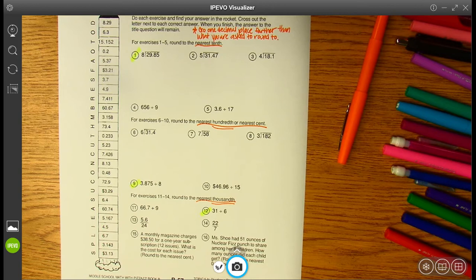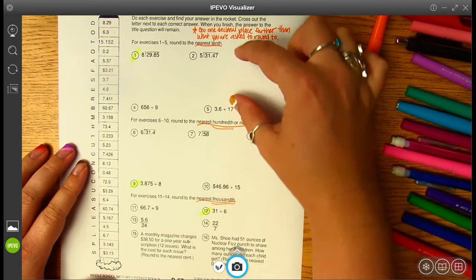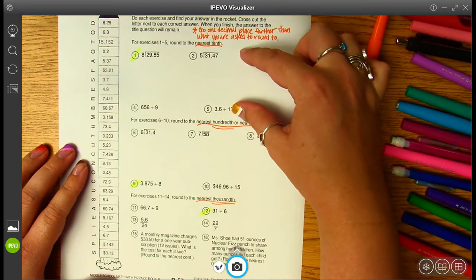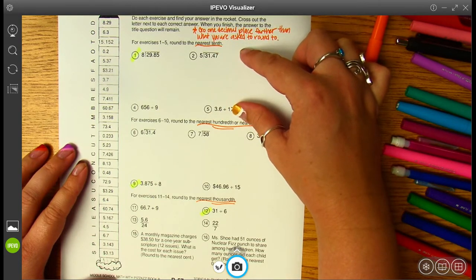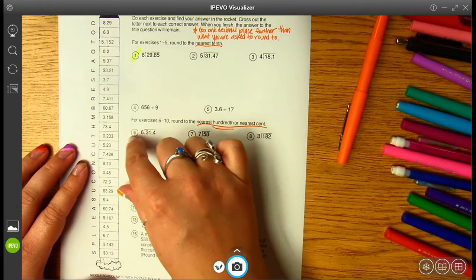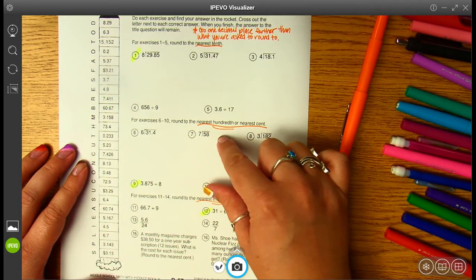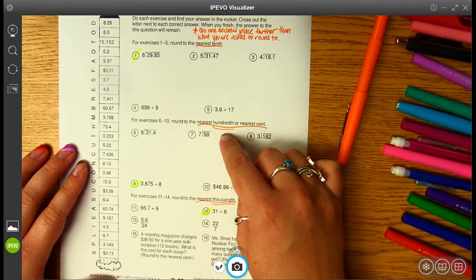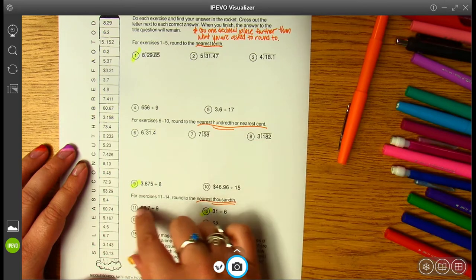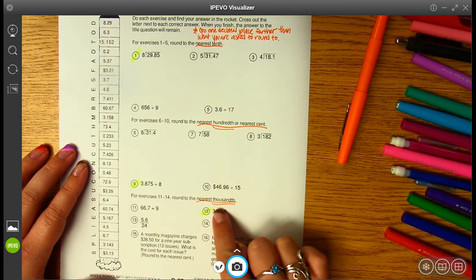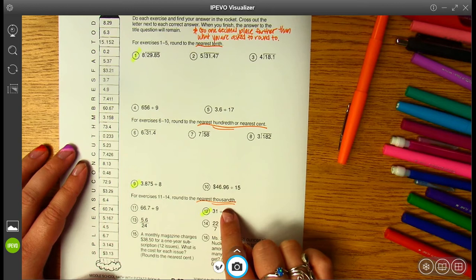Now there's several things in our homework that I want us to pay attention to. For this section, you're going to round to the tenths place. That's one number after the decimal. For this section, you're going to round to the nearest hundredths place. That's two numbers after the decimal. For this section, you're going to round to the nearest thousandths place. That's three numbers after the decimal.